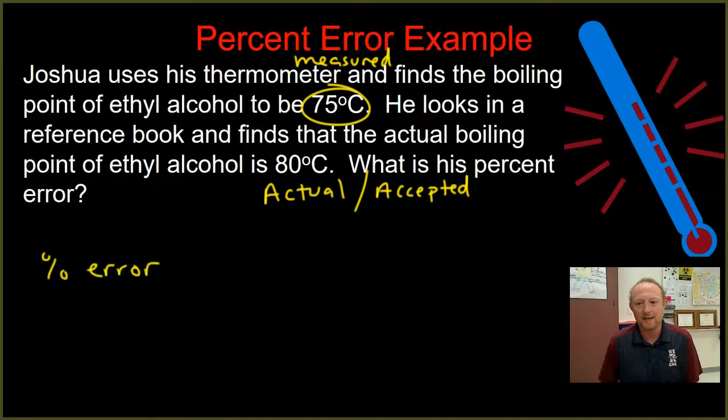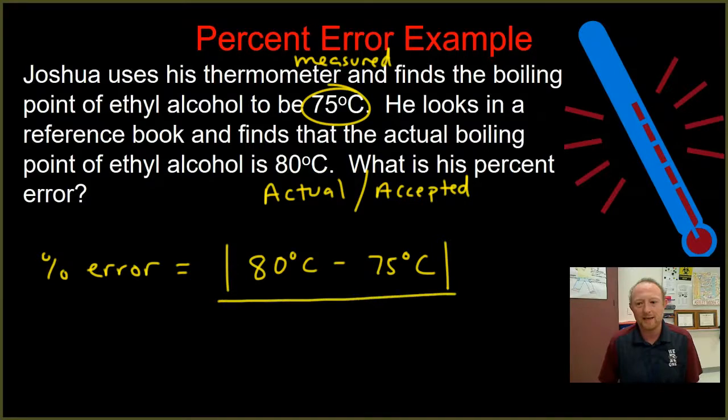is the accepted value minus the measured value. I am going to open up an absolute value sign, and you will take 80 degrees Celsius minus 75 degrees Celsius, and we'll close that bar. We'll then divide by the answer, the true value, the accepted value, which the reference book said was 80 degrees Celsius. Because it's a percentage, of course, you'll multiply by 100.